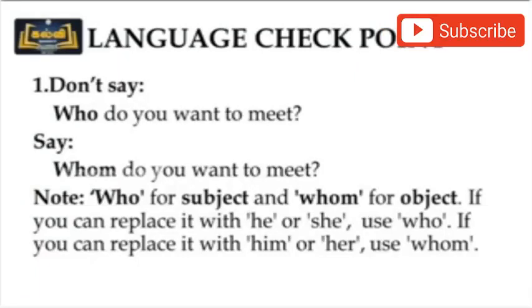You should not say, who do you want to meet? Instead, you have to say, whom do you want to meet? The reason is, who is for subject and whom is for object. If you can replace it with he or she, you have to use who. If you can replace it with him or her, you have to use whom.